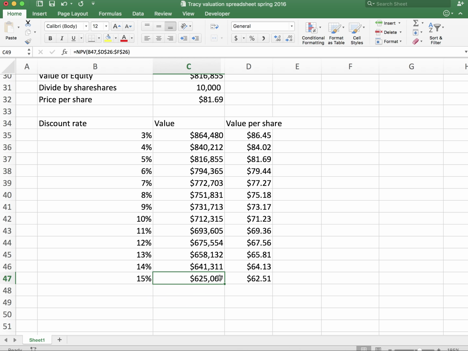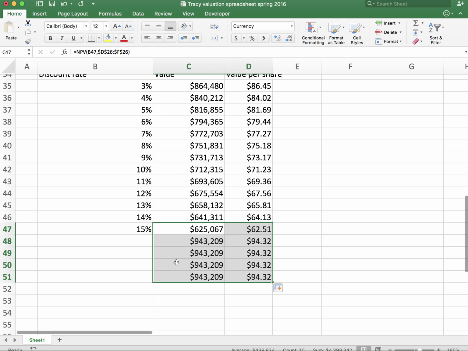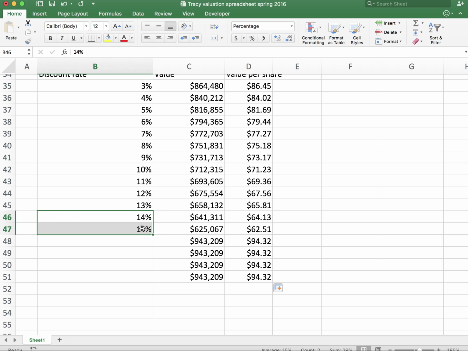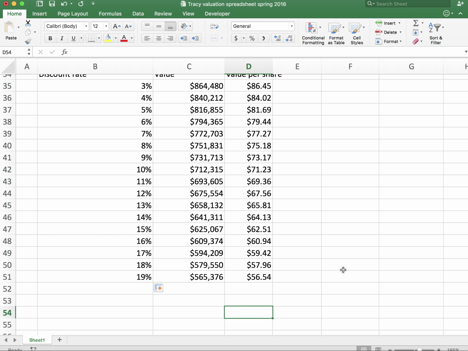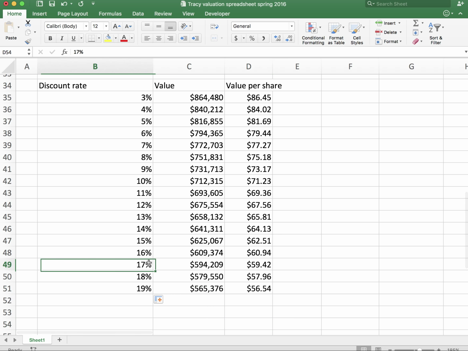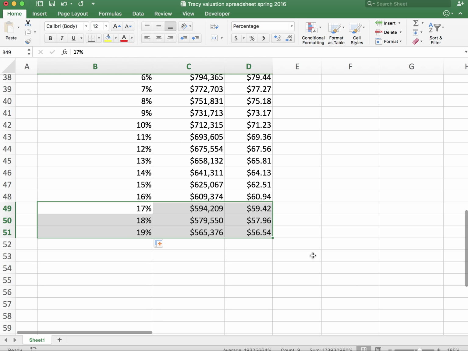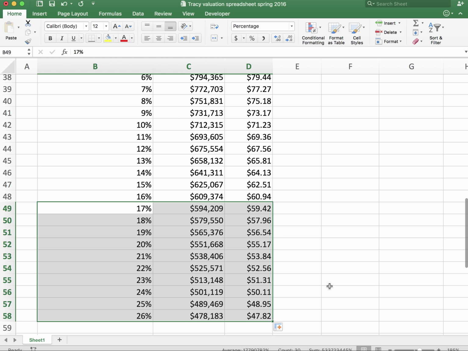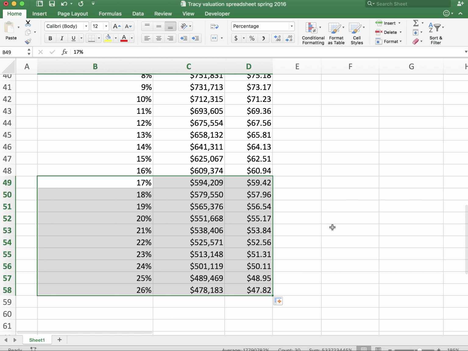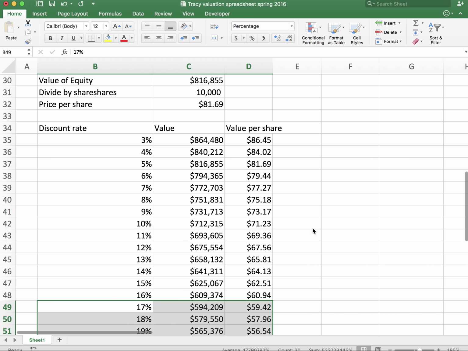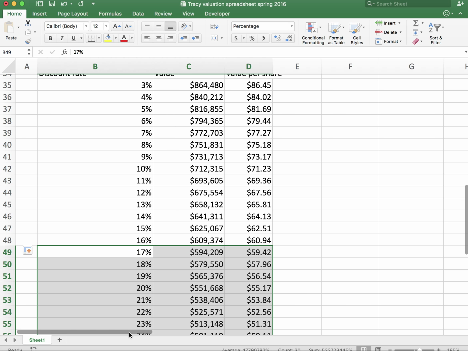Whoops, I'm going to do this. And window them down, and I'll get more numbers. And if I type in and window this down to get the pattern to continue, I'll continue to get numbers here. In fact, if I do this, I can keep going and get all kinds of numbers, for a complete spreadsheet of all the different values at all the different discount rates.